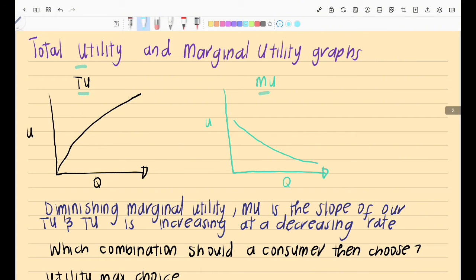So we said total utility increases, right? So total utility is increasing, so the graph needs to be increasing. And as you can see from here, marginal utility on the other hand is decreasing, so you need to see a decreasing graph, right? So that's how you draw the two graphs.